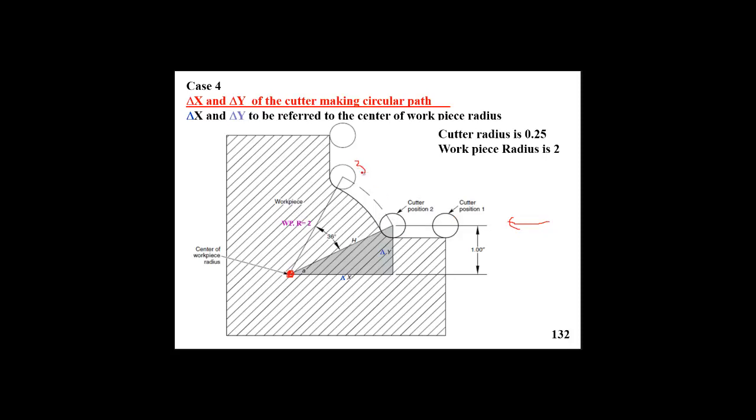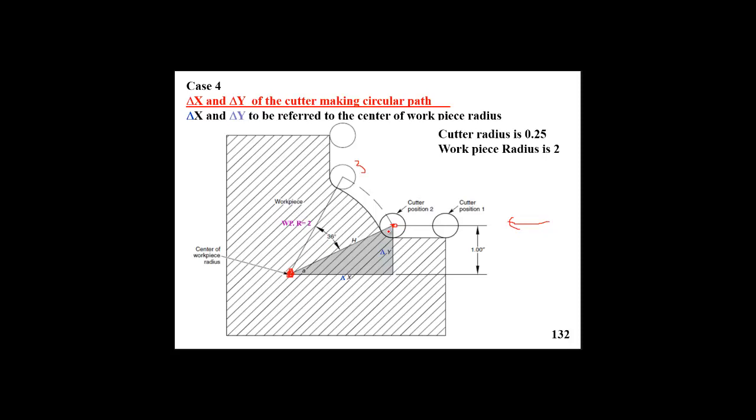Now we are not concerned about position number one. It is very easy and simple to treat position number one. Let us look at position number two. Assuming this is the position of the cutter, how to find the location of the cutter center to avoid wrong cut in the workpiece? That should be the location of the cutter. How to refer that location to the center of the curvature?